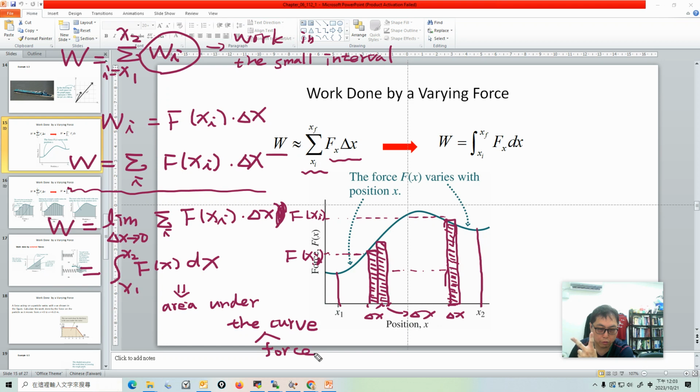Okay, which is equal to doing the integration of the force function f of x with respect to dx from x1 to x2. So calculating the work done by a variant force is related to the integration in calculus.